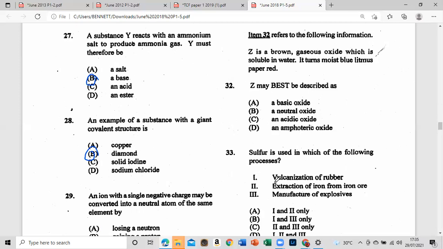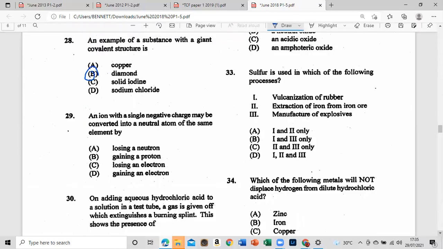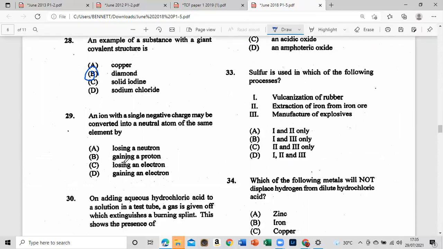All right, 29. An ion with a single negative charge may be converted into a neutral atom of the same element by losing a neutron, gaining a proton, or is it losing an electron, or gaining an electron? And 29 is losing an electron, which is C.